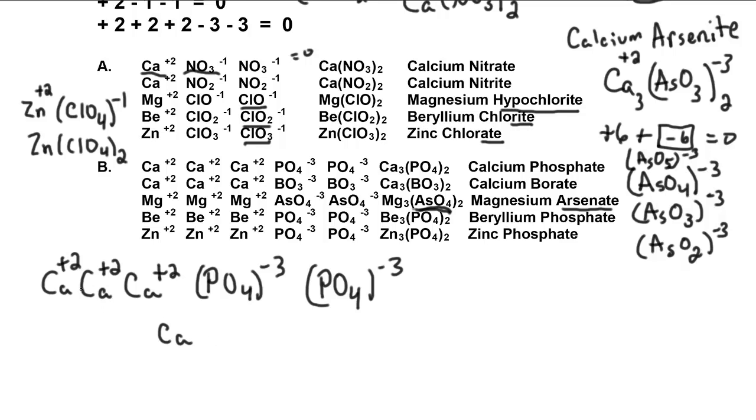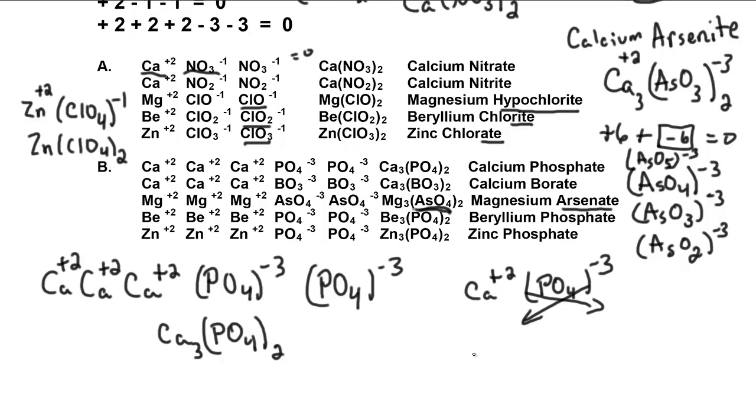Okay, so then we have 1, 2, 3 calciums, and we're going to have 1, 2 of the phosphates, PO4, Ca3(PO4)2. And we could also go this way. Calcium is a +2, phosphate PO4, which is a -3. Play that crisscross game, Ca3(PO4)2, and then put a 2 there. Calcium phosphate. Borate is another polyatomic ion with a -3 charge. So in that case, we'd have calcium borate.